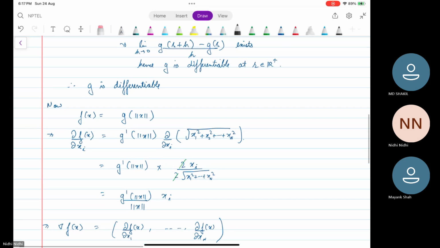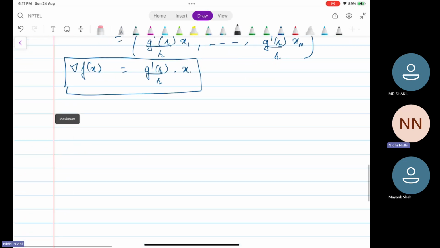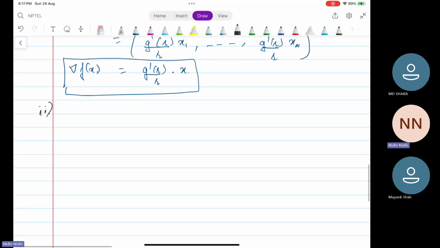So the next part is something converse of this. Now suppose f is a differentiable function.